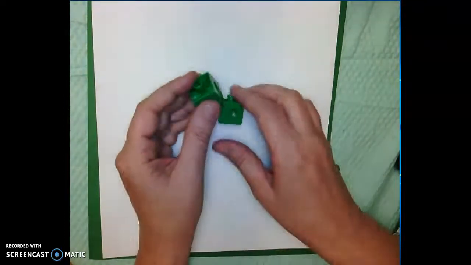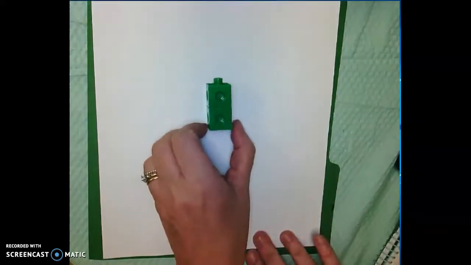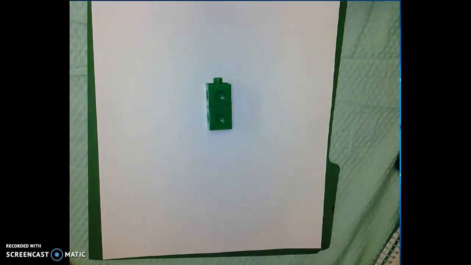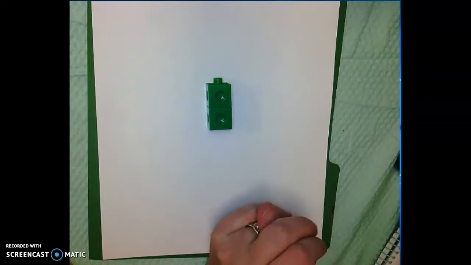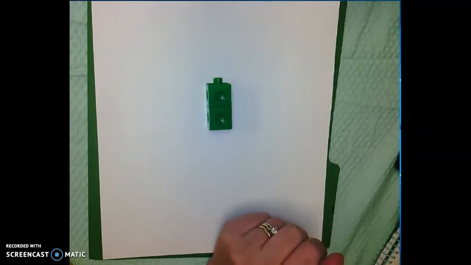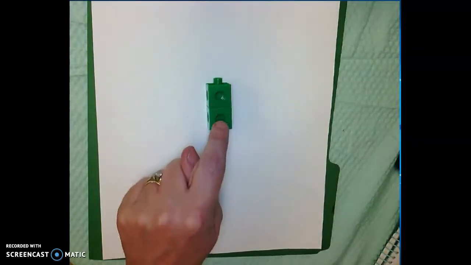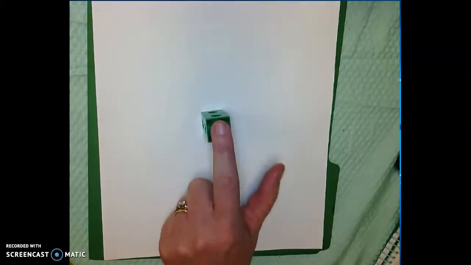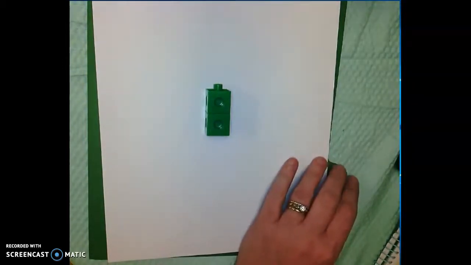Now I want you to add another cube. As we add another cube, how many floors do we have now? If you said 2 floors, that is correct. Now, how many total windows are on this tower? Now remember, we have 2 floors, and these stand for windows, and also our skylight stands for a window. So how many total windows do we have?